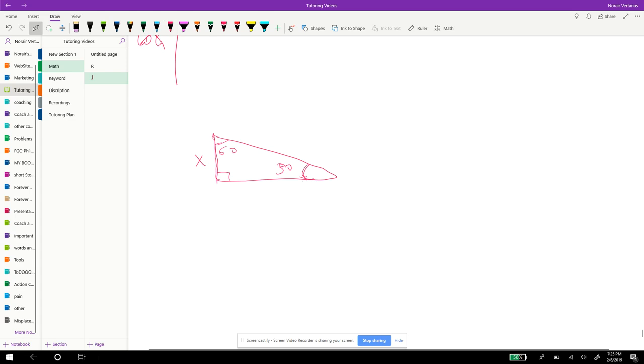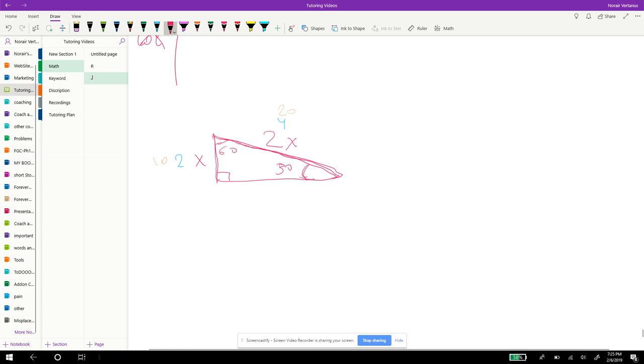It doesn't matter what it is, let's just say x. If that's x, the hypotenuse is twice as much as that one, as easy as that: 2x. So if this is 6, the hypotenuse is 12. If x is rad 3, the hypotenuse is 2 times rad 3. So if that's 2, that's 4. If this is 10, that's 20, you see?